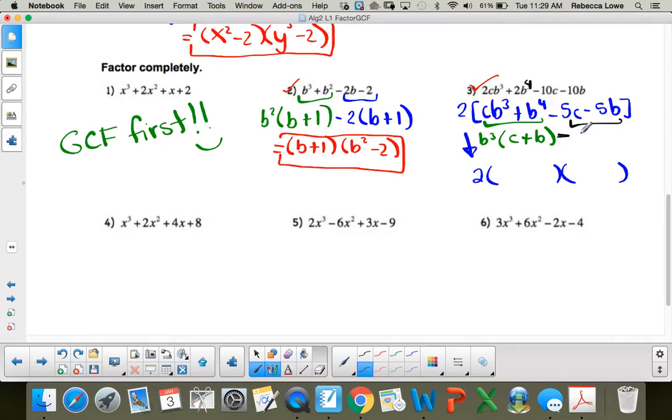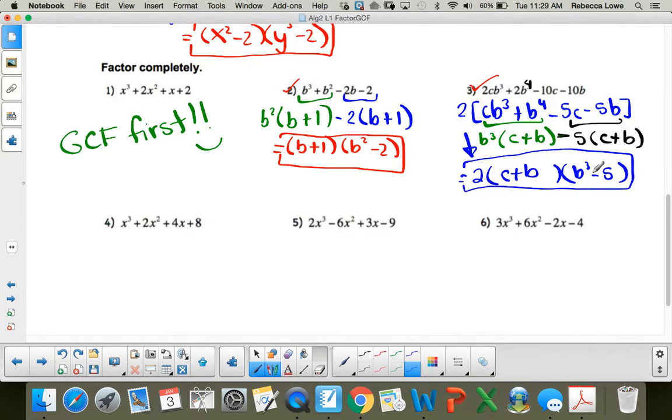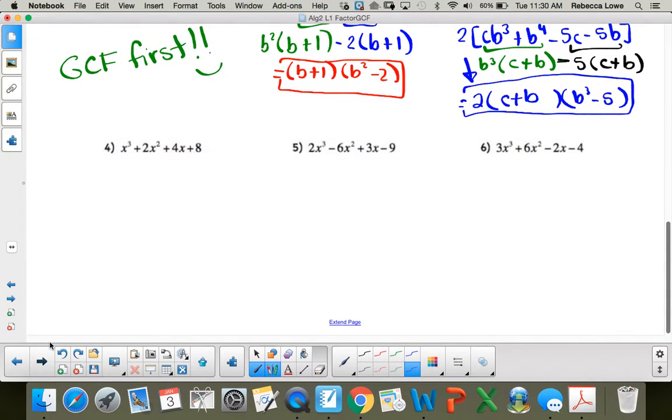These have a common factor of 5, which will switch that negative sign to a positive. Notice the green and the black have a common factor of C plus B, so that's one of the factors. And then the remaining factor is B cubed minus 5. So I have the GCF of 2 times C plus B times B cubed minus 5. And I'd want to see if these binomials are special cases, and they're not. Okay, there's number 3. Moving on to the next page.